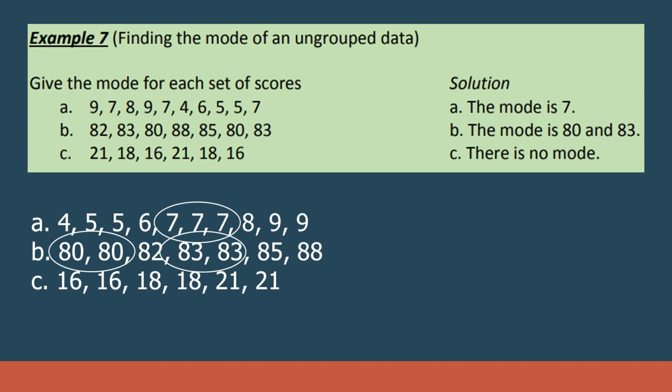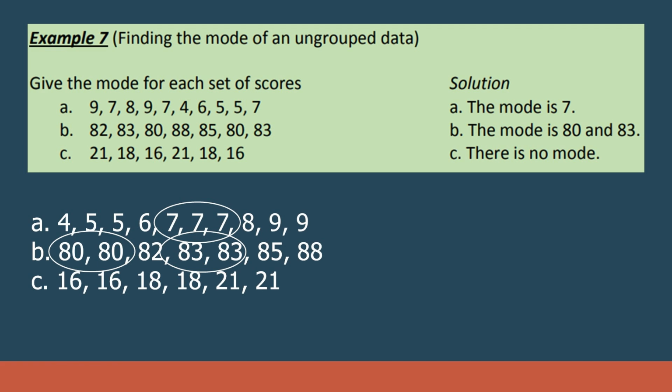First, we need to arrange the data set. Why do we have to arrange the set of ungrouped data first? Simply because it makes it easier to get the mode from the least to the greatest number. After arranging the data, we get 4, 5, 5, 6, 7, 7, 7, 8, 9, and 9. The most repeated number is 7, which means 7 is the mode of this given data set, and this is an example of unimodal.